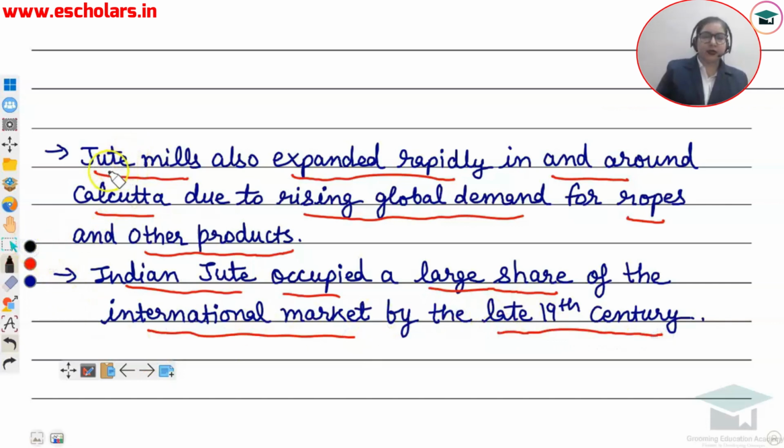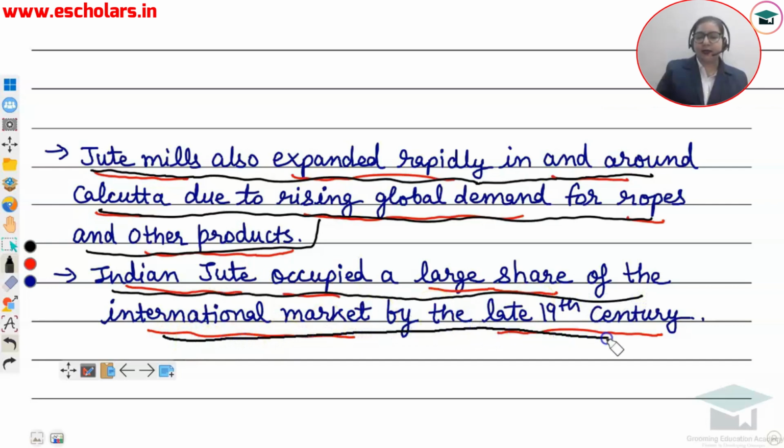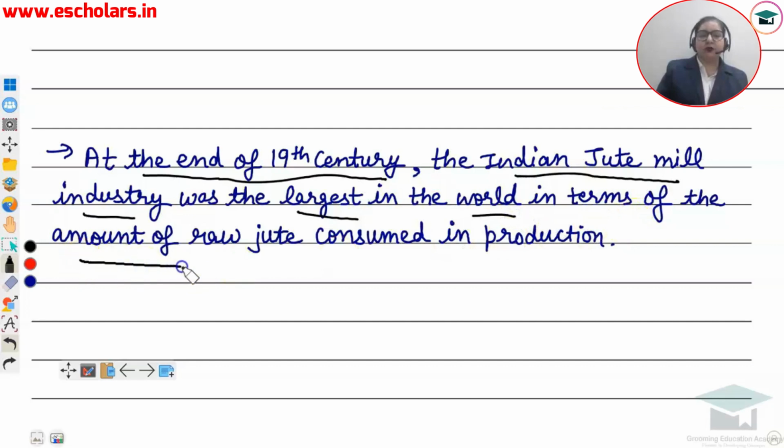So let's recall it till now. Jute mills also expanded rapidly in and around Calcutta due to rising global demand for ropes and other products. Indian jute occupied a large share of the international market by the late 19th century. Now students, at the end of 19th century, the Indian jute mill industry was largest in the world in terms of the amount of raw jute consumed in production.